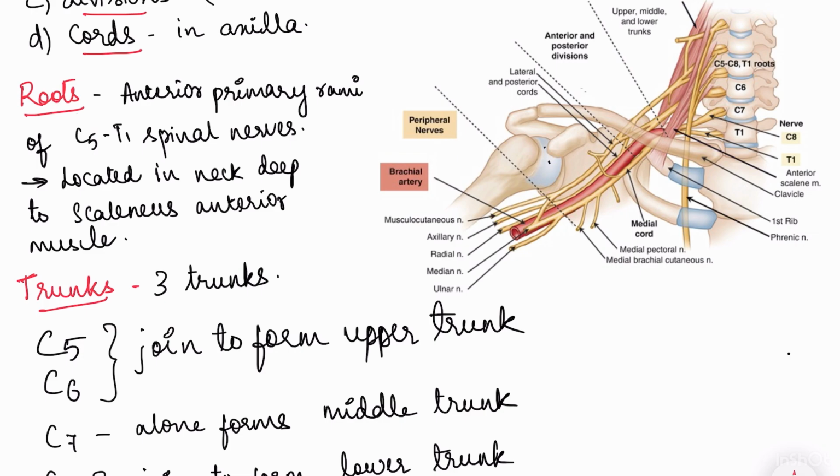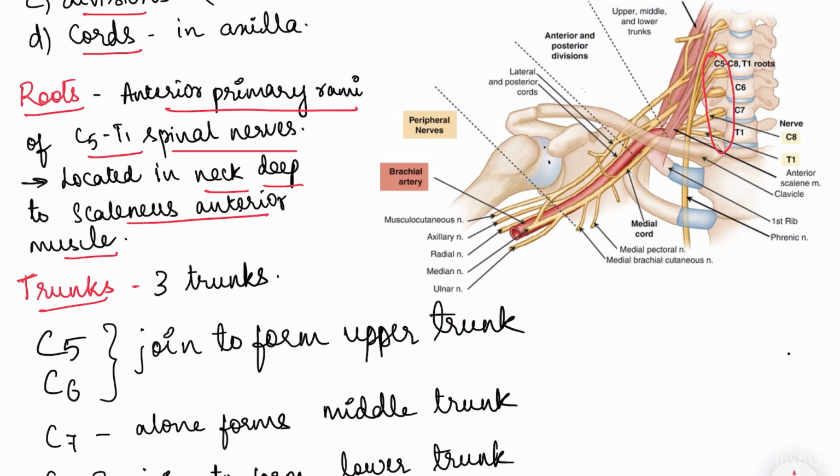Now let's talk about the roots of brachial plexus. The roots are constituted by anterior primary rami of C5 to T1 spinal nerves. So here we have the roots which are constituted by C5 to T1 spinal nerves. These roots are located in the neck deep to scalenus anterior muscle. The roots are located behind the scalenus anterior muscle.